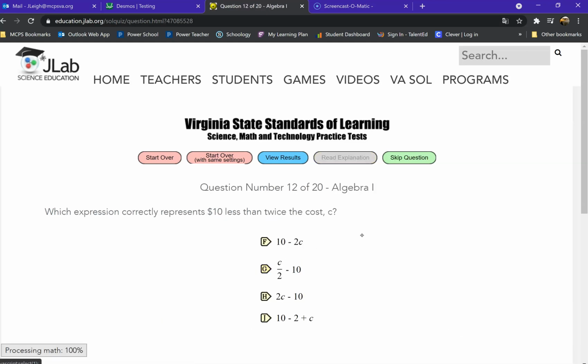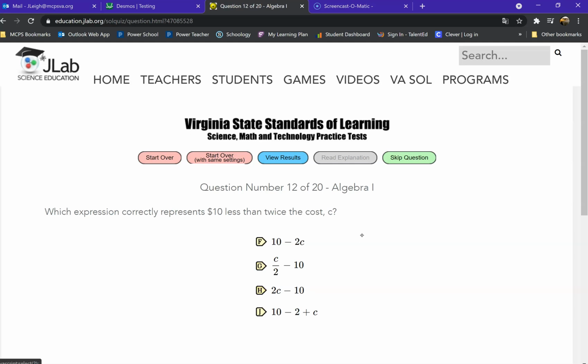Hey! Alright, which expression correctly represents 10 less than twice the cost? Alright, they are telling us that the cost is c and it's got to be multiplied 2 times. Twice the cost means you're multiplying times 2. So, maybe F, maybe G, no, not G, because in G they're dividing, so we know it's not G.